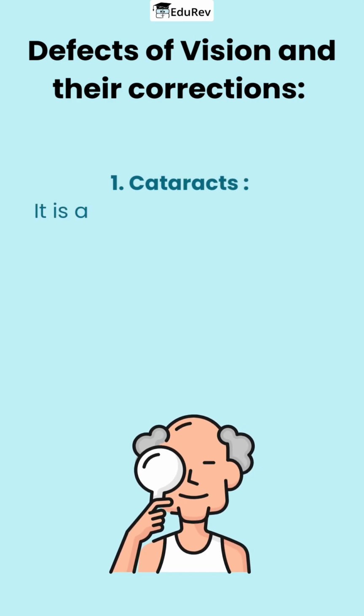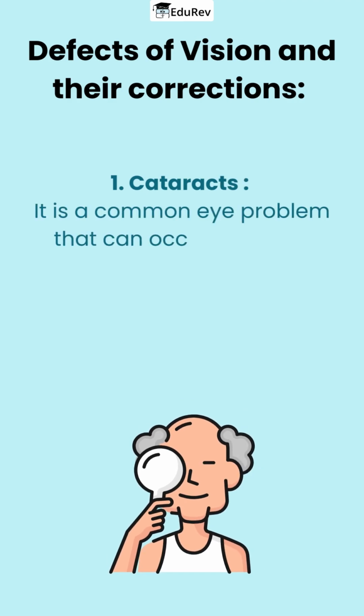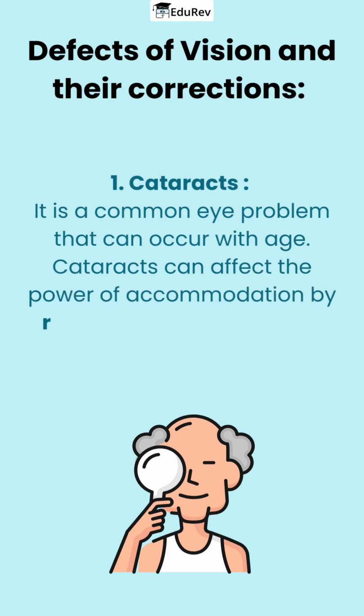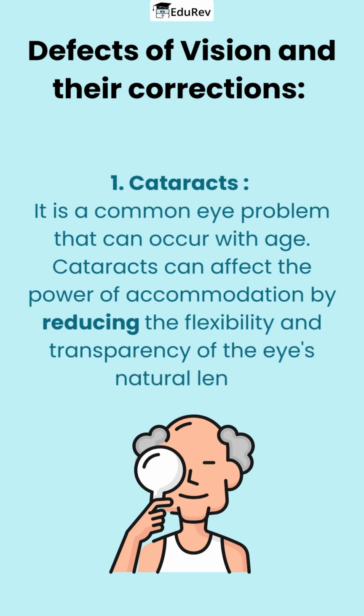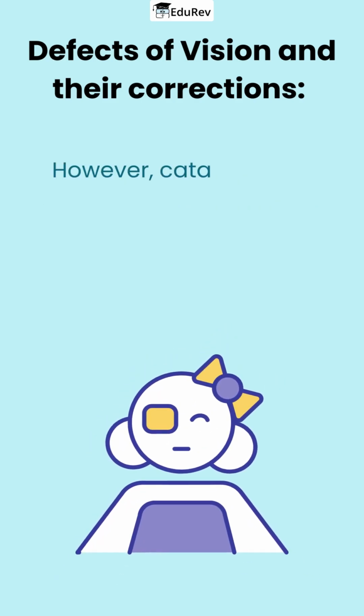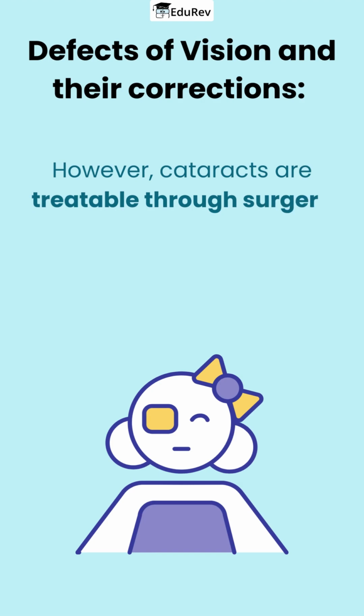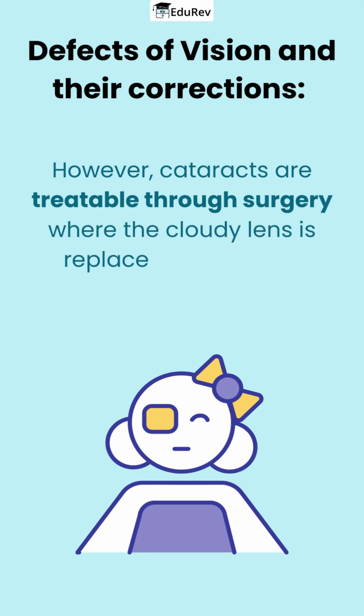Cataracts. It is a common eye problem that can occur with age. Cataracts can affect the power of accommodation by reducing the flexibility and transparency of the eye's natural lens. However, cataracts are treatable through surgery where the cloudy lens is replaced with a clear artificial one.